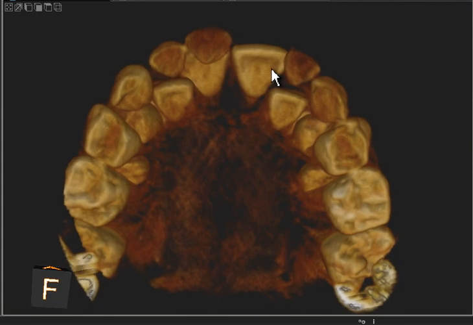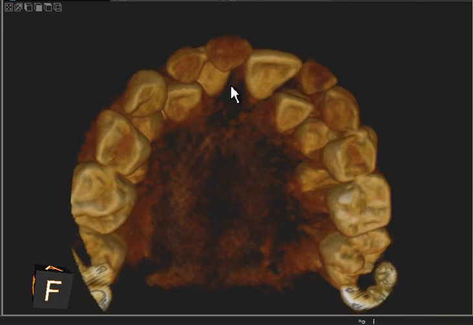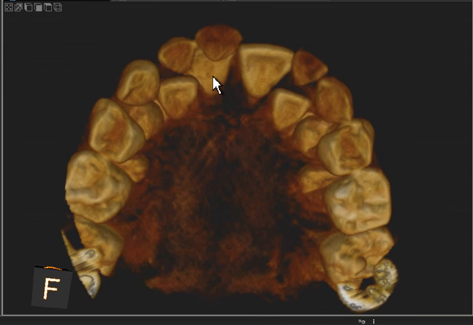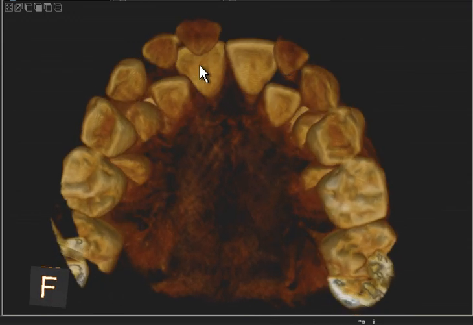For those of you that don't have a limited field CBCT machine, I hope that you will consider it in the near future as a tool that you are going to find indispensable in your diagnosis and treatment planning of orthodontic cases.